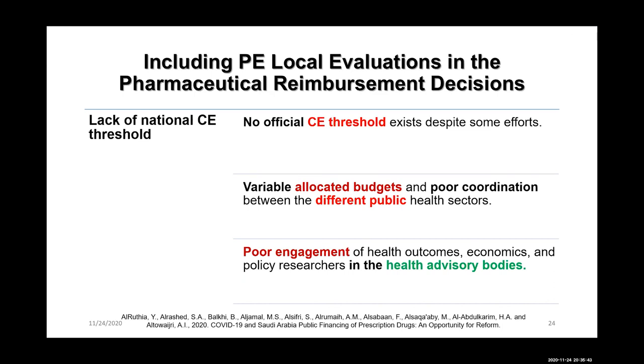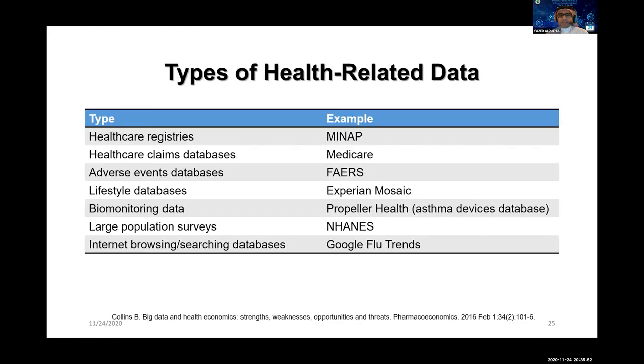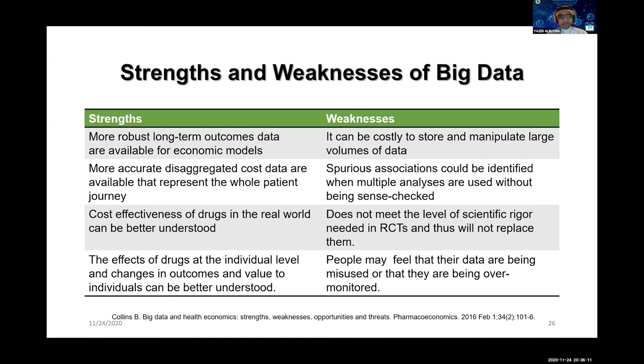Variable allocated budgets and poor coordination between different public healthcare sectors and poor engagement of health outcomes and economics researchers at the health advisory board. This is actually only an example of big data, of health data, like the Myocardial Infarction National Audit Project in England, Medicare in the United States, that is accessible to the public in the West, especially in the United States and Europe. However, we don't unfortunately have big data like in Europe and the United States.